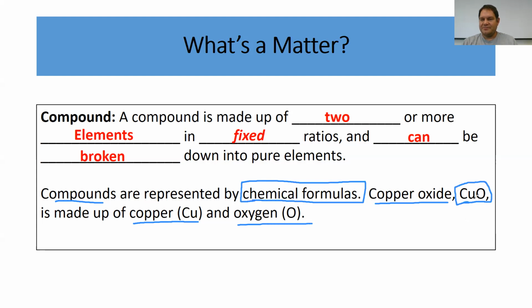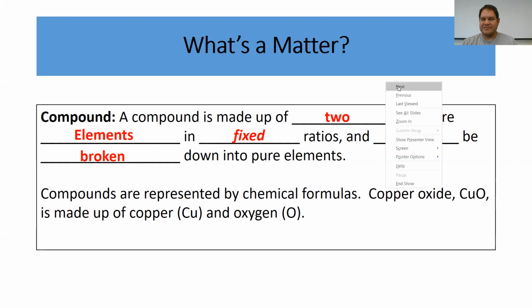CuO. Cu is the elemental symbol for copper, and O is the elemental symbol for oxygen. Okay, let's give you some more examples, but keep in mind this term fixed ratio. Okay, it's a ratio between these atoms. For instance, in this case, the fixed ratio between copper and oxygen is 1:1, and I'll get into more of that in just a minute.